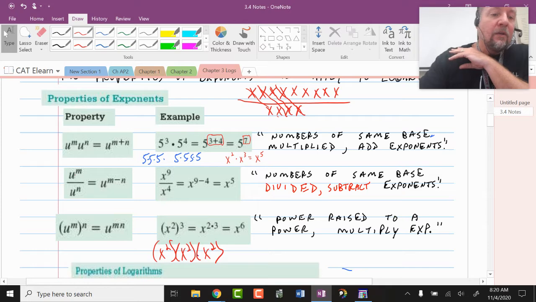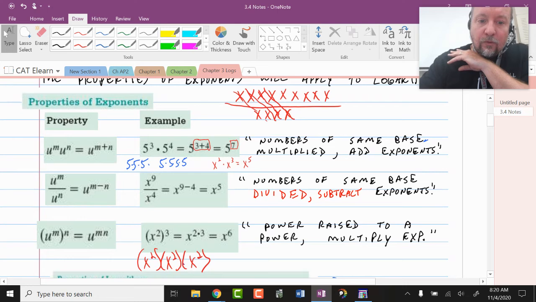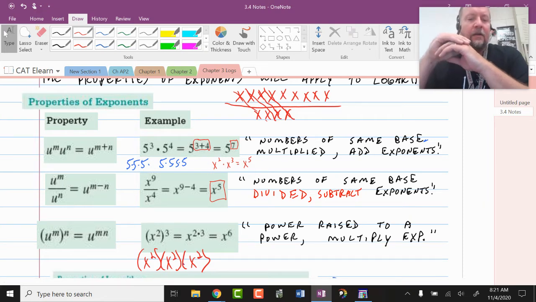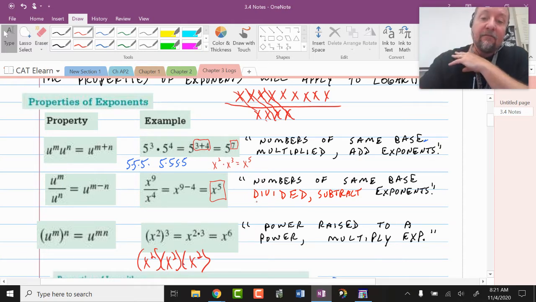All right, enough of that. When you divide numbers of the same base, you subtract the exponents. I think I wrote this one up here: x to the ninth over x to the fourth. Sure, it's x to the 9 minus 4, which is x to the fifth, but look at what happens. 1, 2, 3, 4, 5, 6, 7, 8, 9 x's over 4 x's. 4 of them cancel. You have 5 x's left over on the top. That's x to the fifth. So that's where that rule comes from. So numbers of the same base divided, you subtract the exponents.